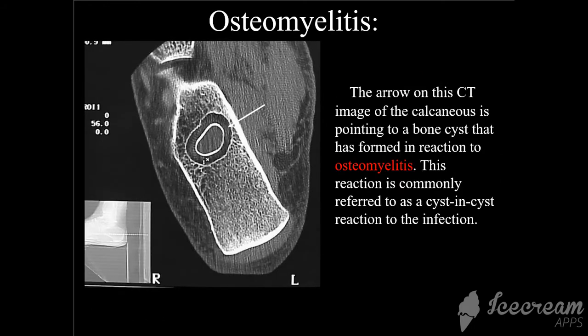Osteomyelitis of the calcaneus. It is pointing at a bone cyst, but there is sclerotic bone formation here, or sequestrum. This is called cyst within cyst due to reaction of the infection, or osteomyelitis of the calcaneus.